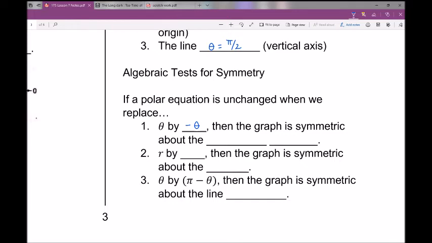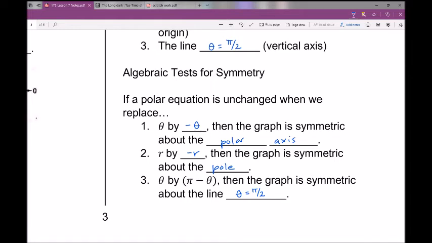So first, if we replace theta by negative theta, and the equation remains unchanged, then the graph is symmetric about the polar axis. So that's how we get that horizontal symmetry. If we replace r by negative r, then the graph is symmetric about the pole. So that's how we get that 180-degree origin symmetry. And finally, if we replace theta by pi minus theta, then the graph is symmetric about the line theta equal to pi over 2. And remember that in any of those three cases, for the symmetry to occur, the equation has to be unchanged when we make those substitutions.